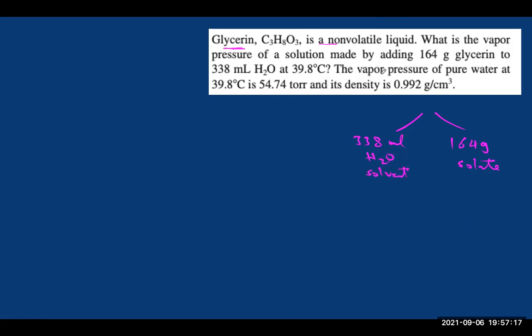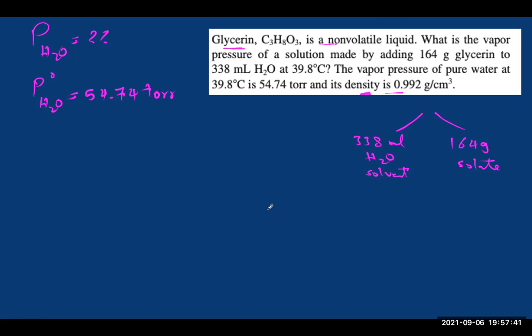So we need to calculate the vapor pressure of H2O. This is the unknown. He gave us that the vapor pressure of pure H2O at the same temperature is 54.74 torr. And he also gave us the density. So first, again, we need to calculate the mole fraction.